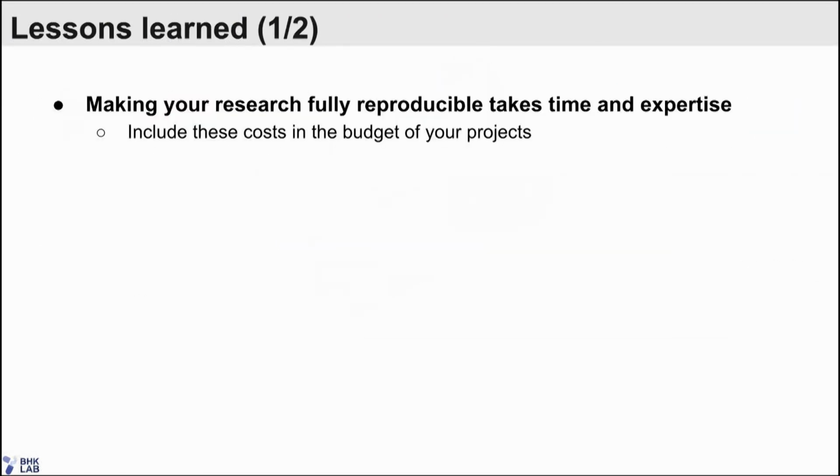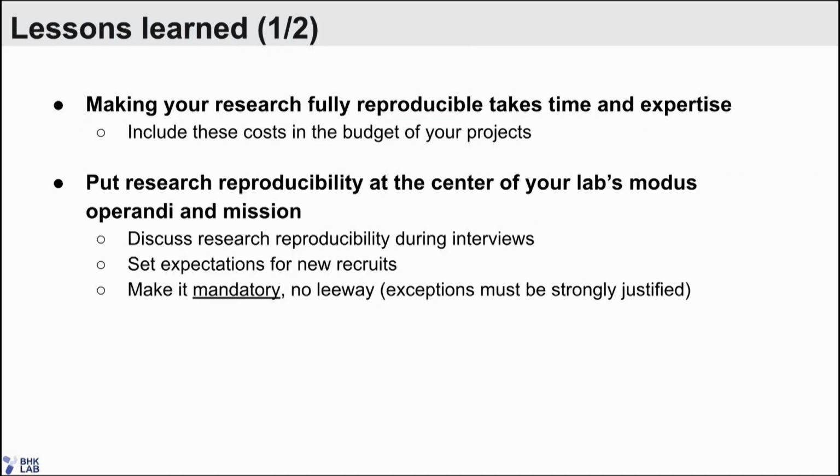So what have we learned in the last decade of focusing on this topic? First of all, making your research fully reproducible takes a lot of time and expertise, and therefore you should budget those costs for your projects. If you really want this to be successful, if you really want to make your research more transparent and reproducible, you have to put it at the center of your lab's modus operandi and mission.